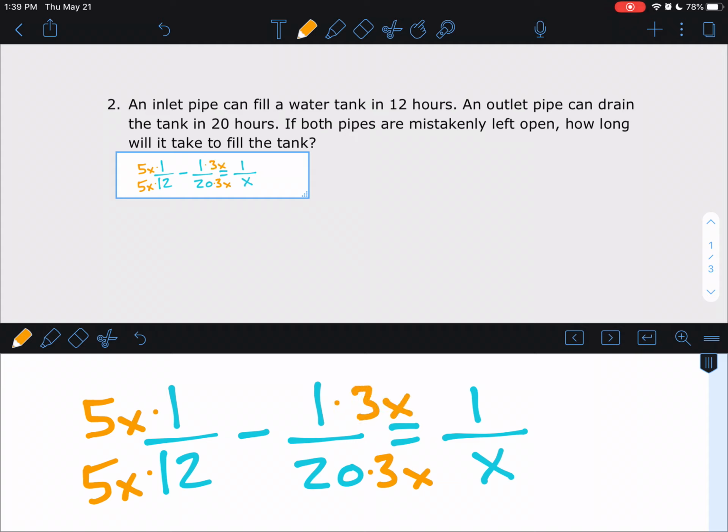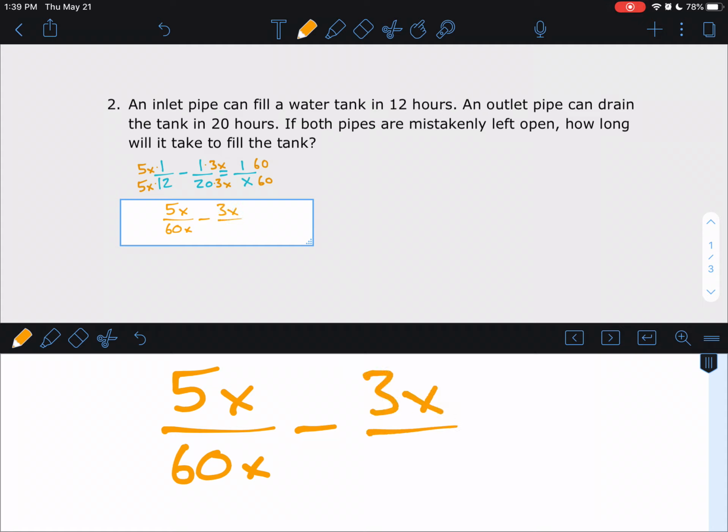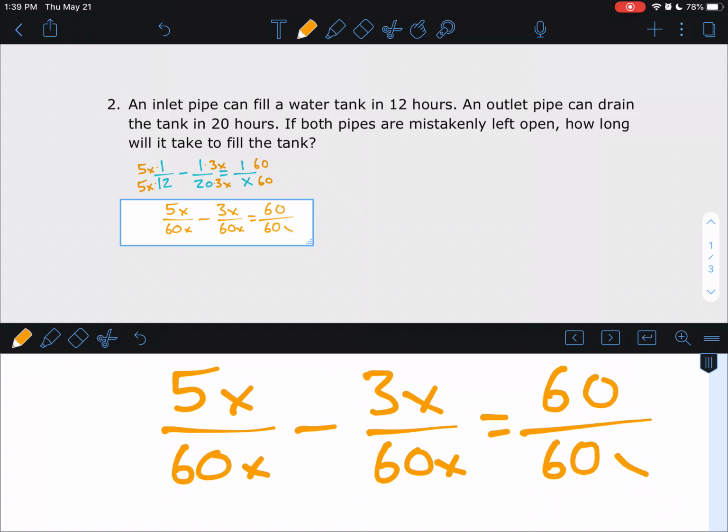And this 1 over x, I want to get that to 60x as well. So I need to multiply that by 60 over 60. So once I do that, I have 5x times 1 is 5x, over 5x times 12 is 60x, and then minus 1 times 3x is 3x, 20 times 3x is 60x, equals, and then 1 times 60 is 60, and x times 60 is 60x.